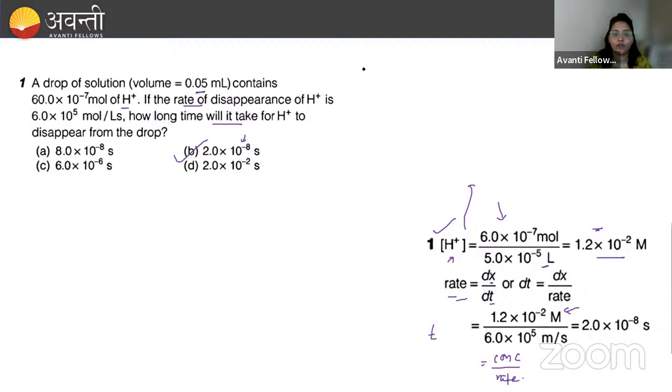Okay, the framing of the question is different, but in this way you can solve the given problem. So what is the concentration of H plus in the given solution? The concentration of H plus divided by total volume gives the concentration of H plus. Yeah, let's solve the next problem.